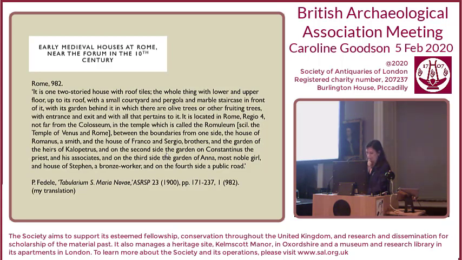I'll show you in a minute. And between the boundaries from one side, there's the house of Romanus, who's a smith, the house of Franco and Sergio, who are brothers, and the garden of the heirs of Calopetras. On the second side, the garden of Constantius, that's my typo, the garden of Constantius the priest and his associates, and on the third side, the garden of Anna, most noble girl, and the house of Stephen, a bronze worker. And on the fourth side is a public road. So this is where we're talking about.